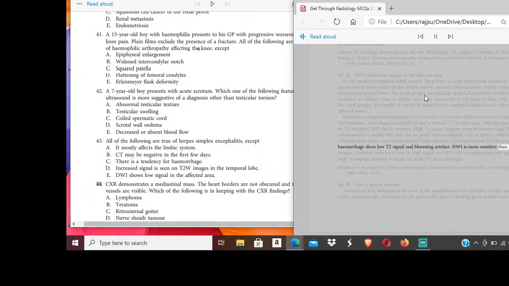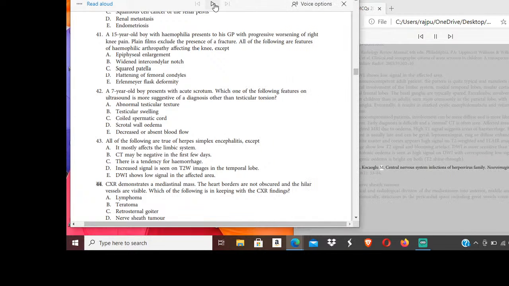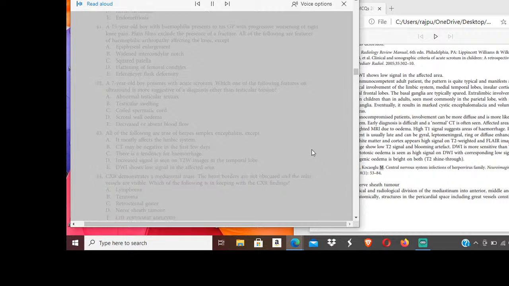DWI is more sensitive than T2-weighted images. Cytotoxic edema is seen as high signal on DWI with corresponding low signal on ADC map. Vasogenic edema is bright on both, T2 shine-through. Bulakbasi OT, Kocaoglu M. 44.